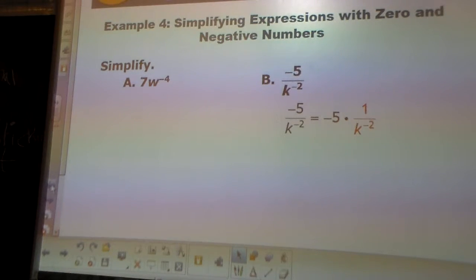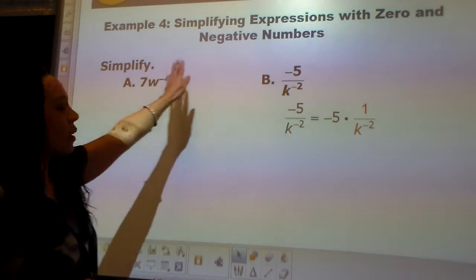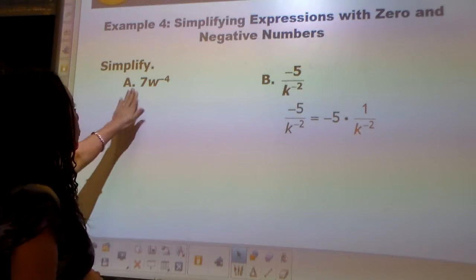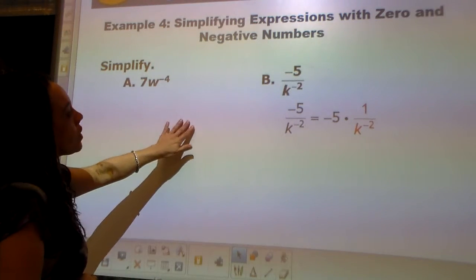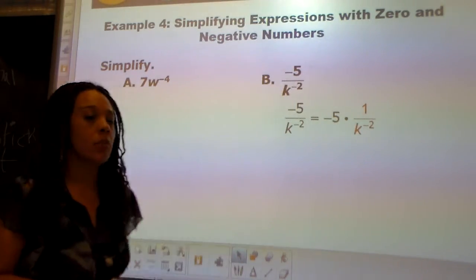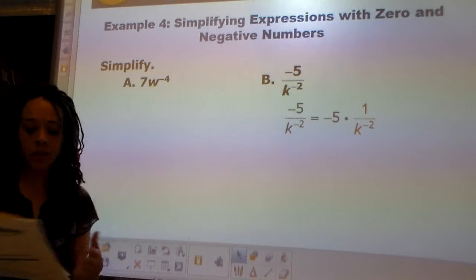Okay, so we're moving on, and we have here the start of presentation number 2. And after that, your first set of examples here talks about simplifying expressions. This is part of the learning that we've had, how to simplify.